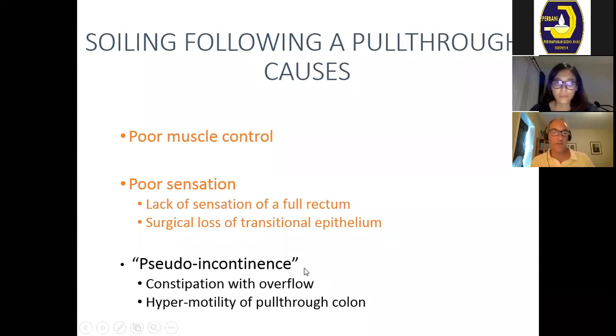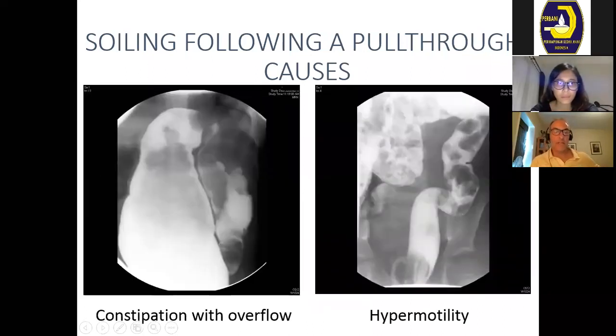And it's important to differentiate between these two because the treatment is different. And the easiest way to differentiate is just by doing a contrast enema. So this is a child with constipation and overflow, and this is a child with hypermotility. And you know it's hypermotility and not constipation because the caliber of the pull-through bowel is relatively normal. So this is not a child who's got a big dilated rectum.